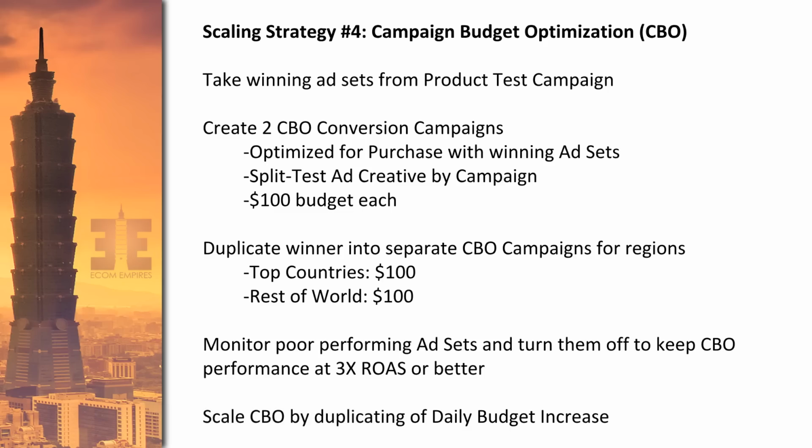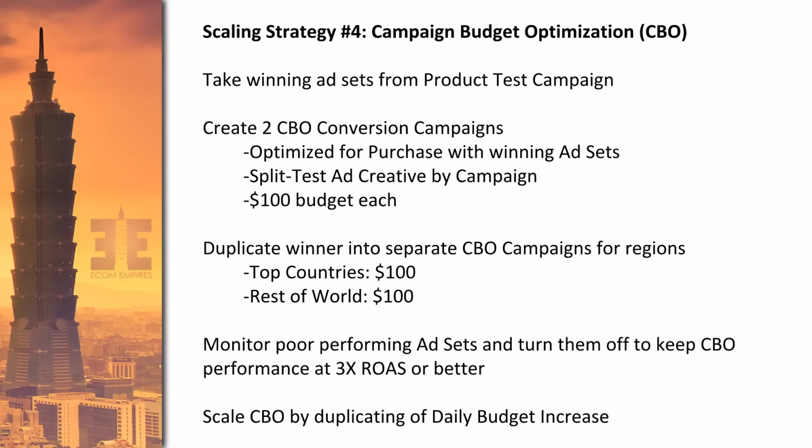All right, you would take the winning ad sets you had from your test campaign, okay? And this is from your initial test, right? Just like your $5, $10 budgets that you're testing, but you would want to have enough data to prove that these were actual winning ad sets. So you would take your winning ad sets and you would create 2 new CBO conversion campaigns. Both of them would be optimized for purchase, and you're split testing the ad creative basically at this level.